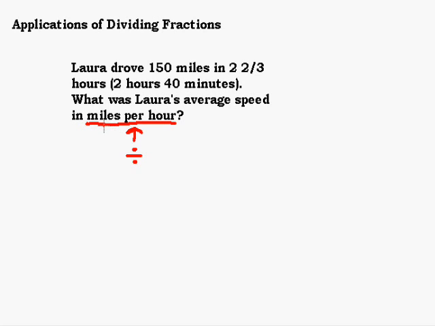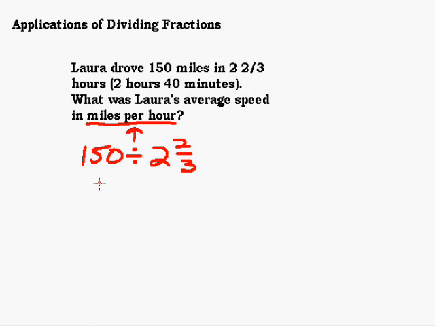You need to take the miles divided by the hours. So in this case, the number of miles that Laura drove is 150. Per, divide, the hours. How many hours did she drive? 2 2/3 hours. Miles per hour. Miles divided by hours. Anytime you see that, something per something, that's a divide problem, and you do it in the exact order that it's given to you here. Miles per hour.